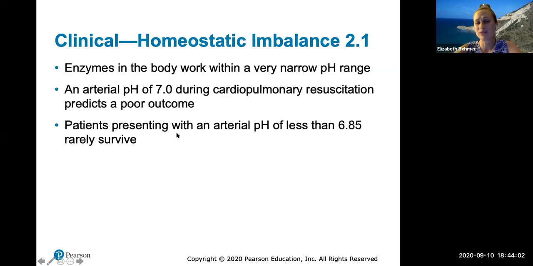And if a patient presents with an arterial pH of less than 6.85, they will rarely survive. So again, when we're talking about arterial pH, we're talking about blood pH in the arteries. Normally it should always be held at 7.4. And if it gets less than 6.85, patients will rarely survive. So you have the body's way of trying to maintain that. It can be due to increased carbon dioxide.